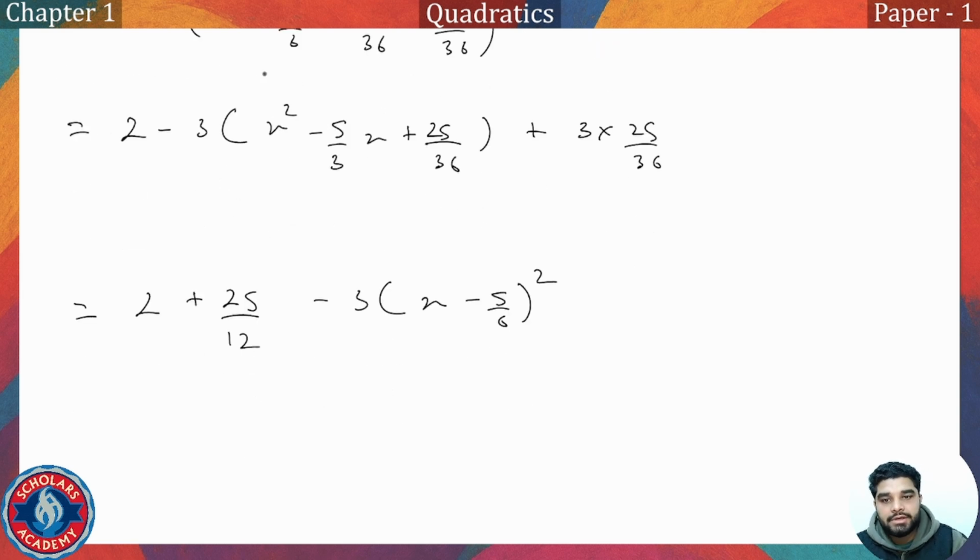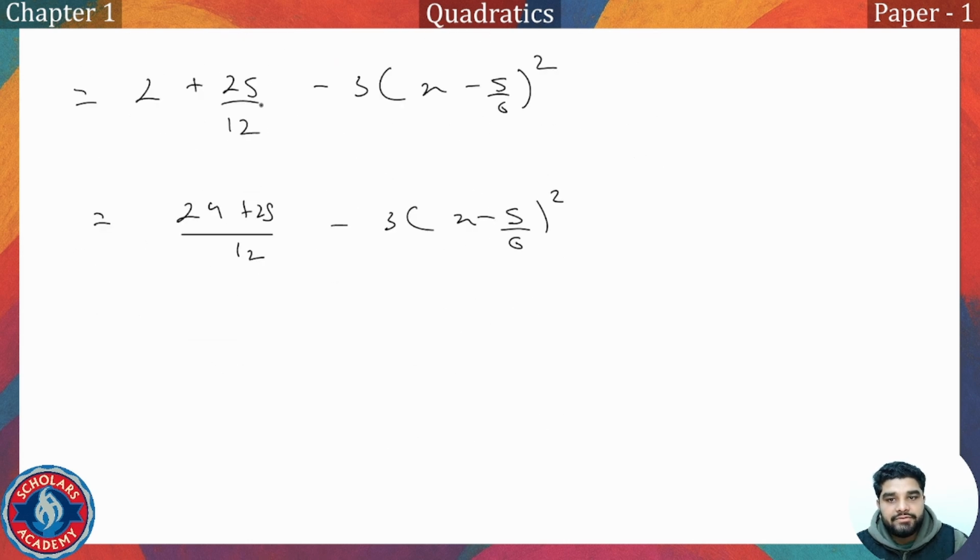We'll take LCM over here, we get 24. So (24 plus 25) by 12 minus 3 (x minus 5 by 6 whole square). So if we add these, we get 49 by 12 minus 3 (x minus 5 by 6 whole square). All right, that's done.